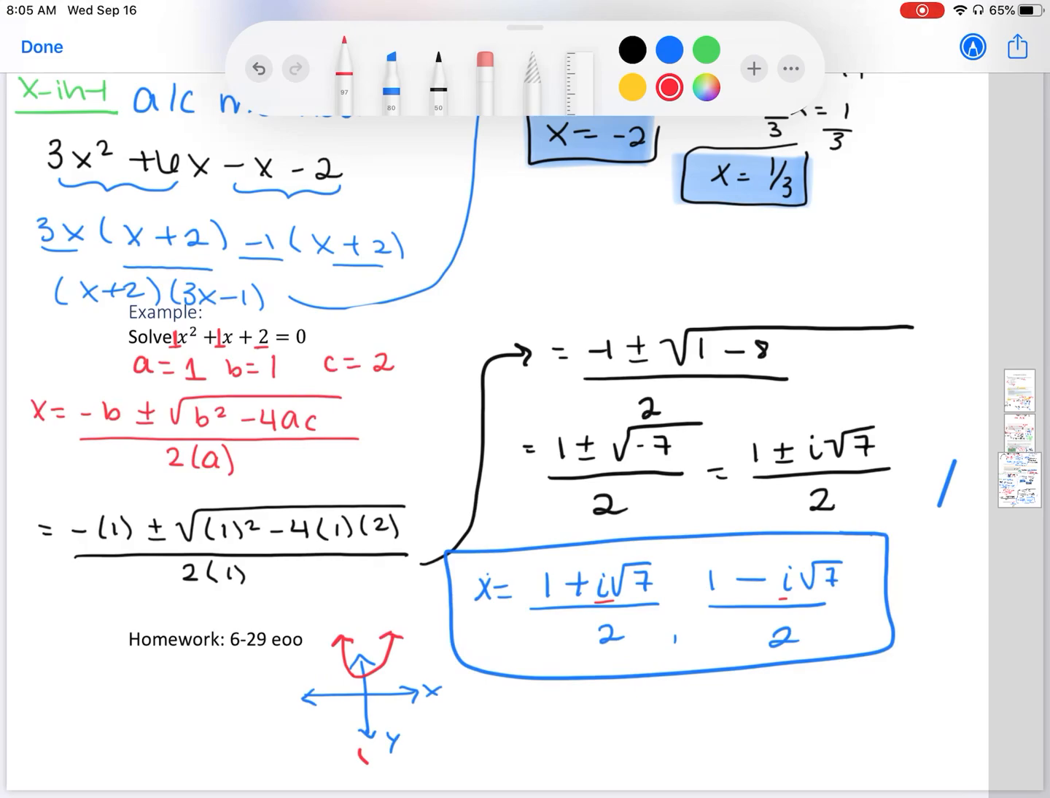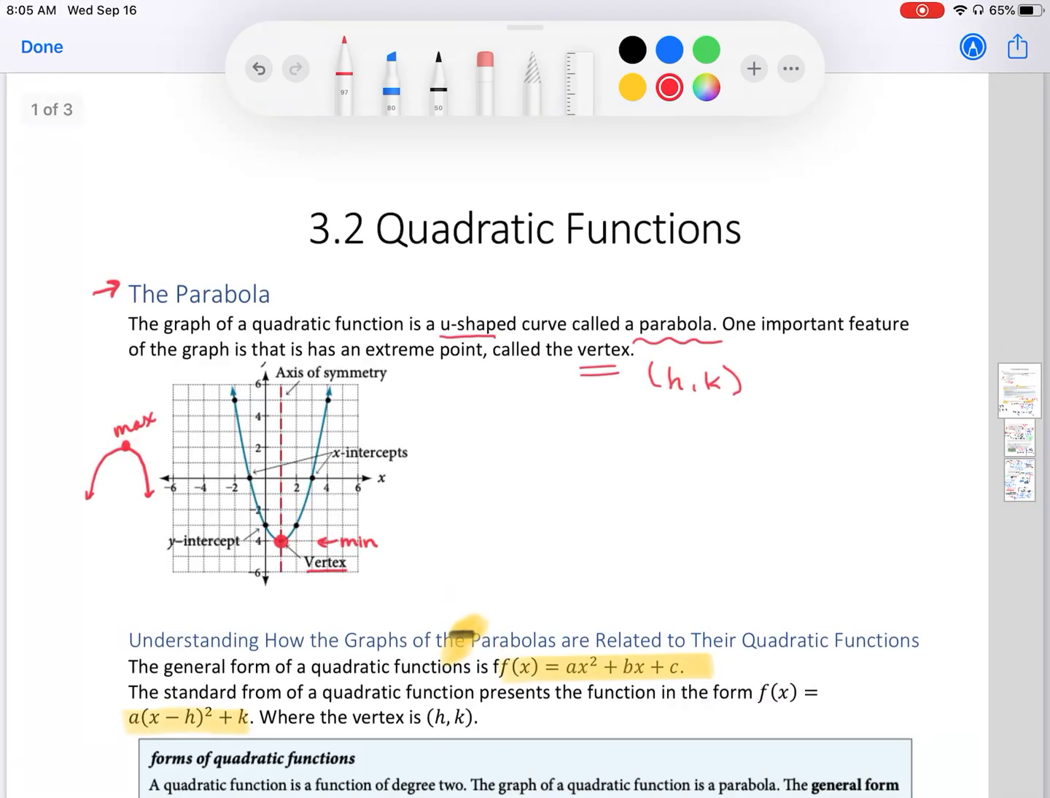All right, so that's it for this section. Your homework is number 6 through 29, every other odd. This was 3.2, quadratic functions. Thank you.